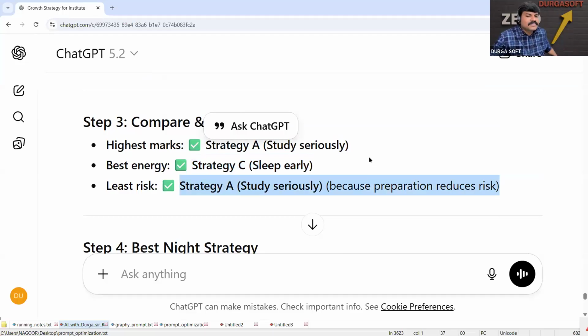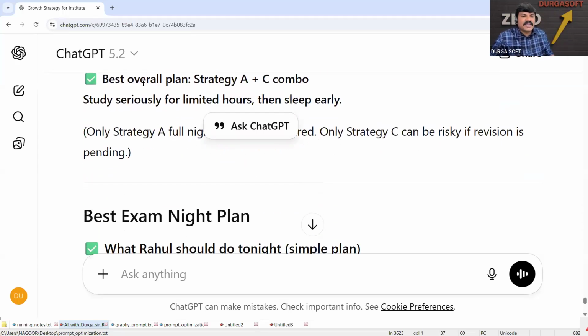What is that branch? Watching IPL match, B. One branch completely removed. So, as I told, right, either A or C, like best night strategy, best overall plan, is Strategy A plus C combo.